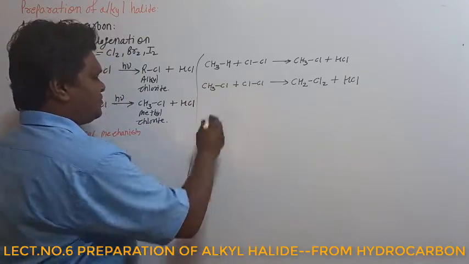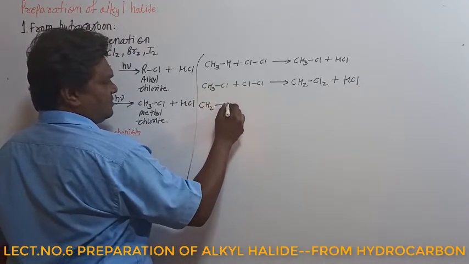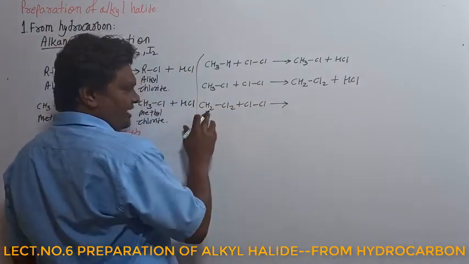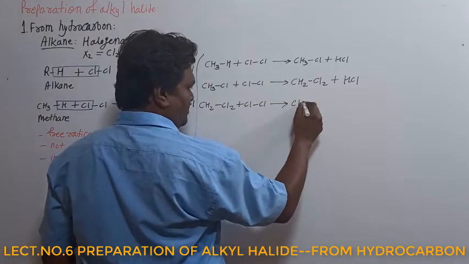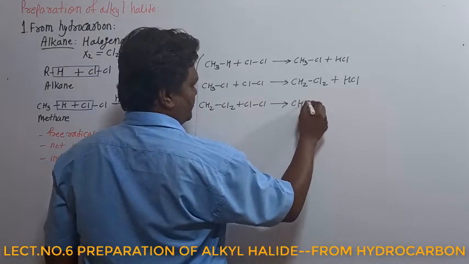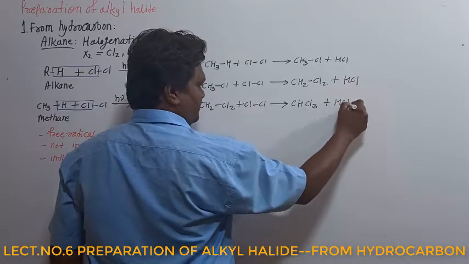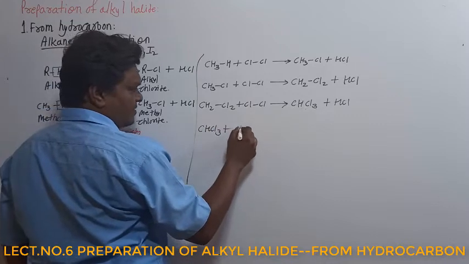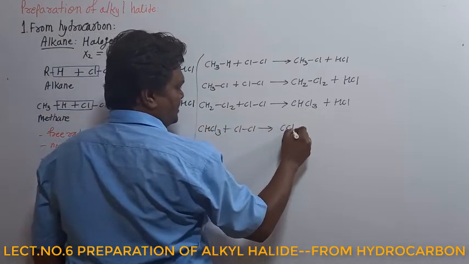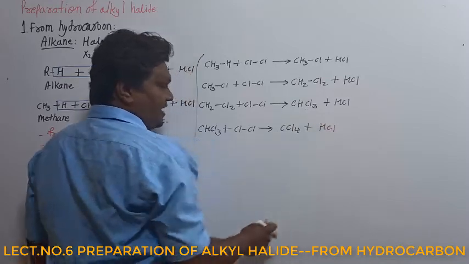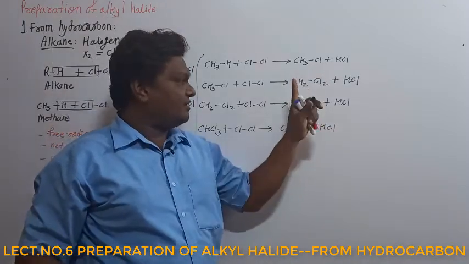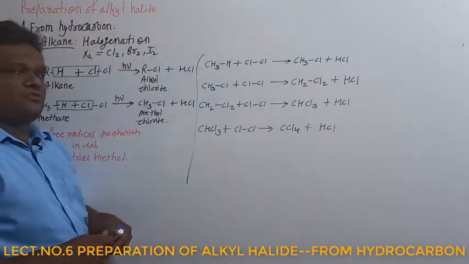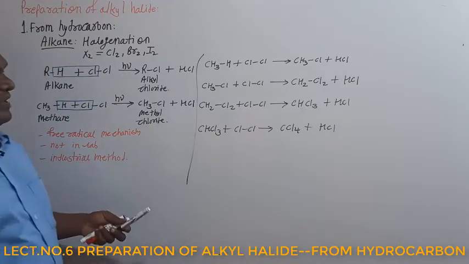Again this CH2Cl2 combines with the chlorine atom. Again you will find replacement of one hydrogen atom. We will have CHCl3 plus HCl. Again this CHCl3 combines with chlorine, and we will have CCl4 plus HCl. So you are getting a mixture, a cocktail of methyl chloride, methylene dichloride, chloroform and carbon tetrachloride. That is why this method is not suitable in a lab, but this is an industrial method. So we will get a mixture of all these compounds.